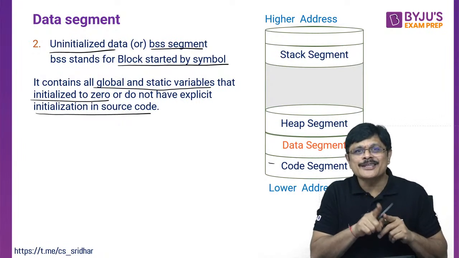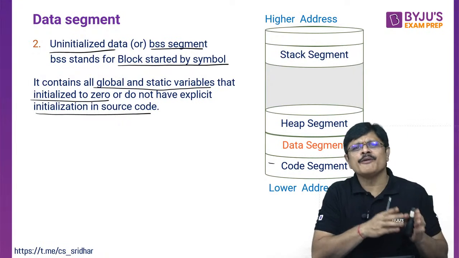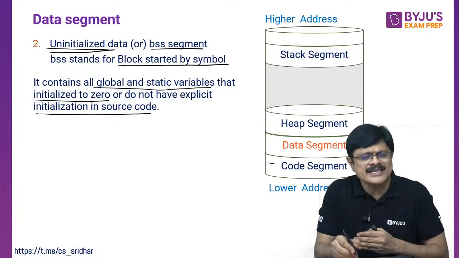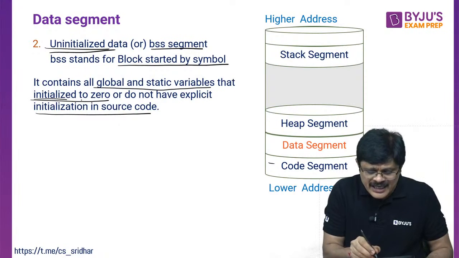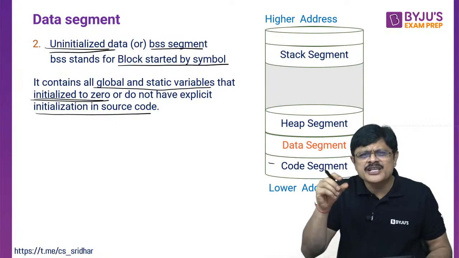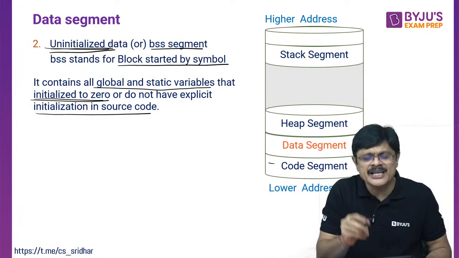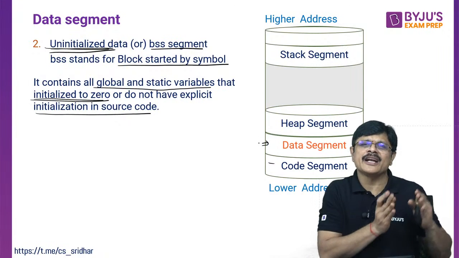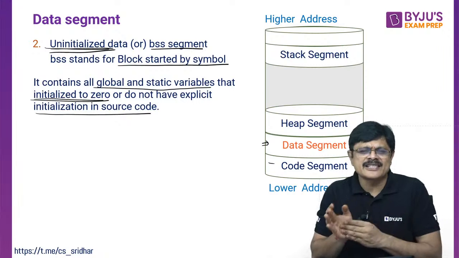We will discuss what static variables are in today's class, sir. Global variables and static variables are stored there. Whereas one more part is called the uninitialized data segment or BSS segment, where global variables which are initialized to 0 or which do not have explicit initialization will be stored, my dear friend. That is, this part is divided into two parts: in one part initialized data, in another part uninitialized data or BSS segment will be stored.